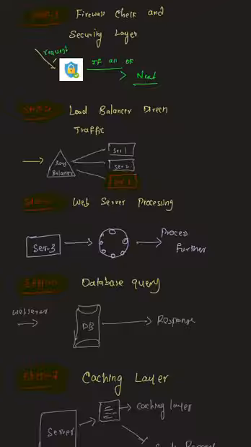Now after the load balancer, it will pick one server, then it will go to the web server processing. In web server processing, one server grabs your request and processes it, figuring out what page or data you want. After that, it will go to the database query.